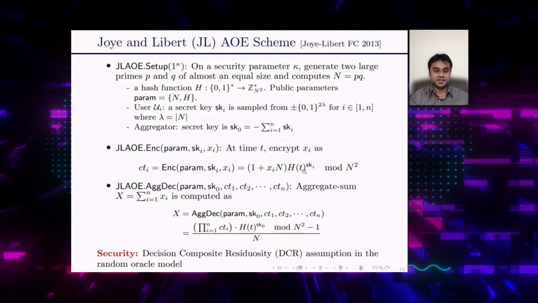In the aggregated decryption, the decryptor receives the ciphertexts, multiplies all of them, and multiplies by the hash of t to the power sk_0, which is the secret key of the aggregator. It then applies mod N squared, subtracts 1, and divides by N. So this x is the sum of x_i from 1 to n. The security of the Joye-Libert encryption scheme is based on the decisional composite residuosity assumption in the random oracle model.